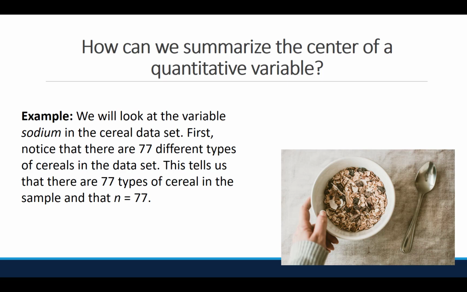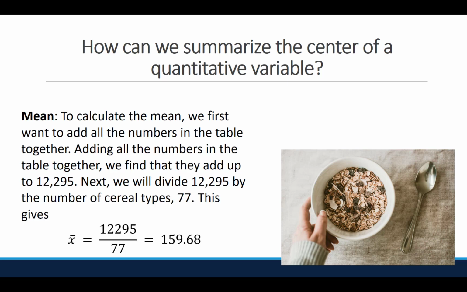We will look at the variable sodium in the cereal data set. First, notice that there are 77 different types of cereal in the data set. This tells us there are 77 types of cereal in the sample, and that n is equal to 77. The values of the variable sodium are given in the video script. First, we will calculate the mean, the median, and the mode by hand.